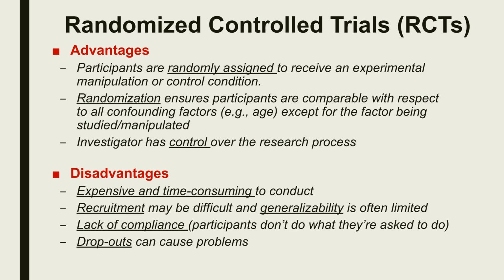Compliance is also an issue. Participants may not follow the study protocol as intended. For example, individuals in the control group might change their behavior, while those in the intervention group may not fully adhere to the program. Finally, dropout can disrupt the balance created by randomization. If participants leave unevenly across groups, the groups may no longer be comparable, which can introduce bias into the results.